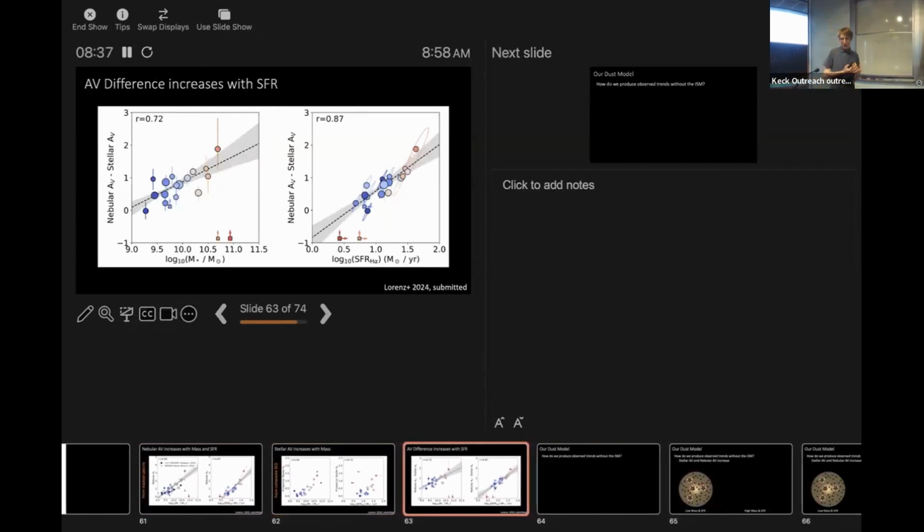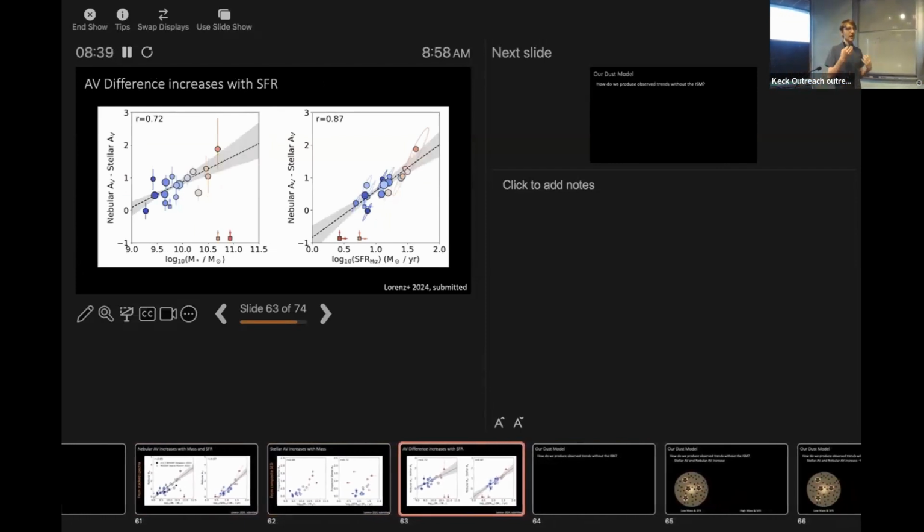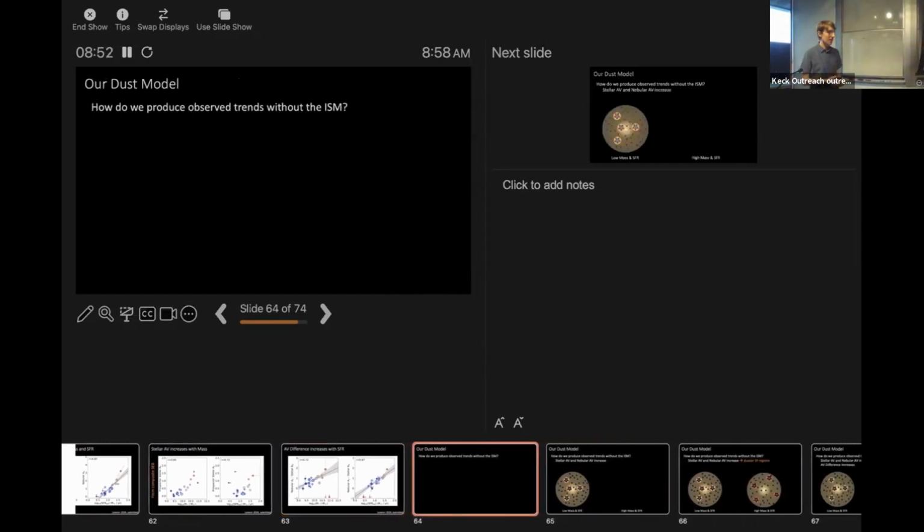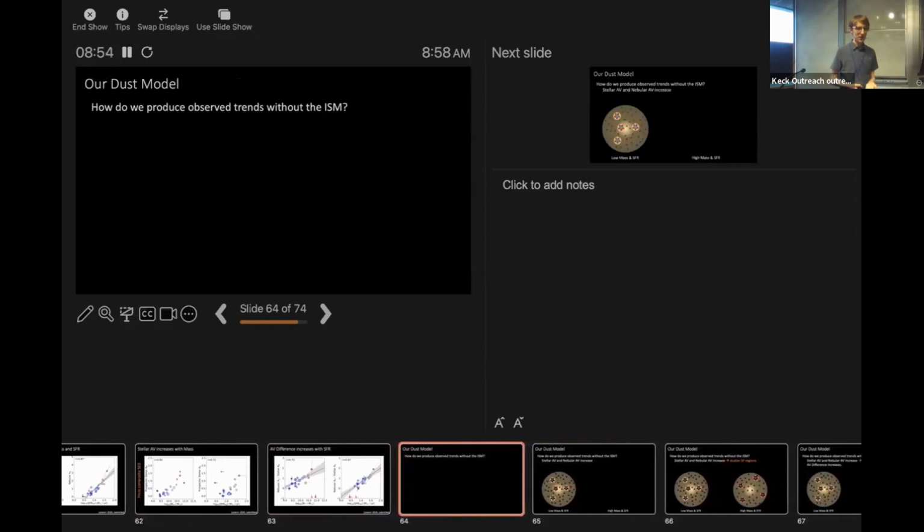But as I said earlier, the Balmer decrement AV is higher than the stellar AV. So this is looking at the AV difference. And that correlated quite well with star formation rate and maybe a little bit with mass. So taking this all together, how do we reproduce these trends without the ISM being a strong contributor to dust attenuation? Because as from the start of this talk, edge-on or face-on galaxies are showing the same dust properties.